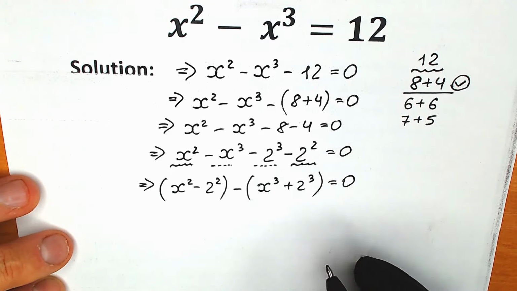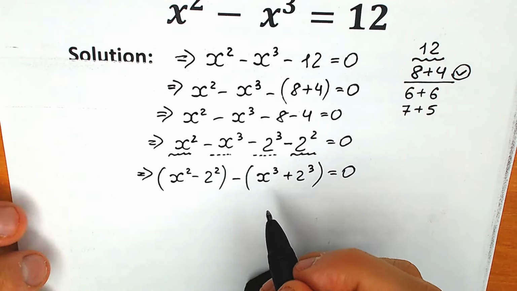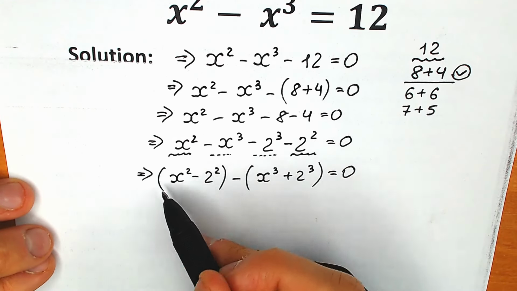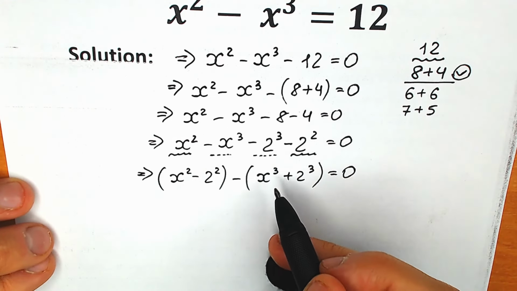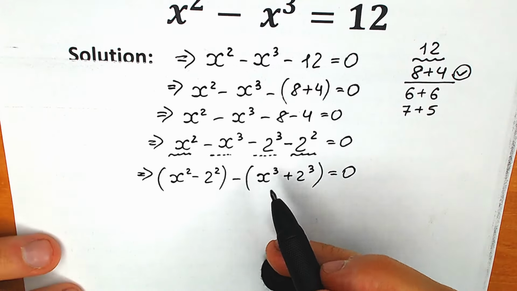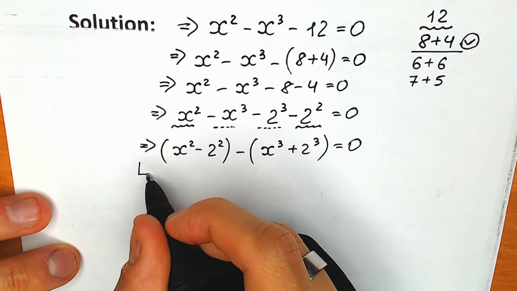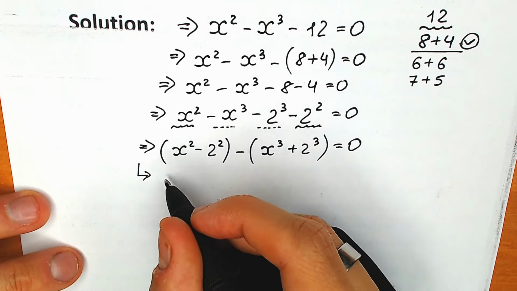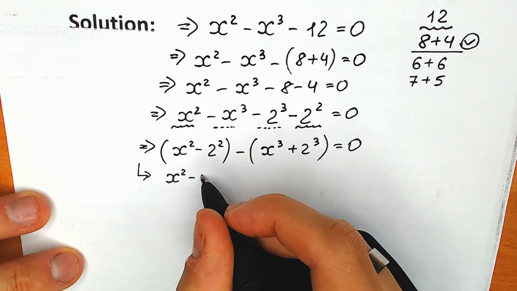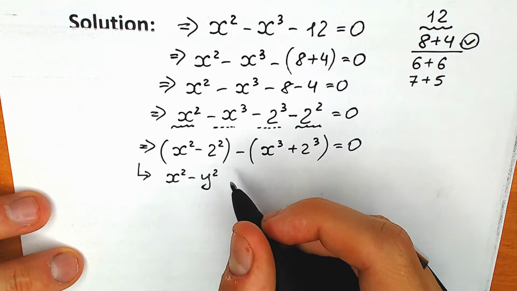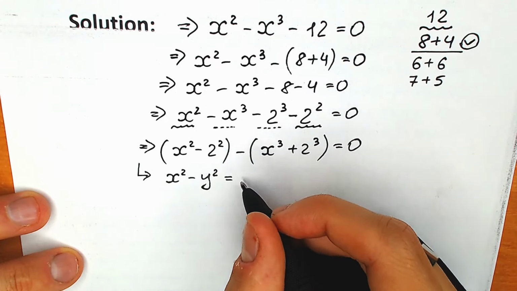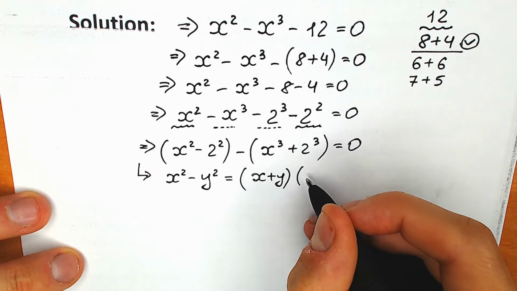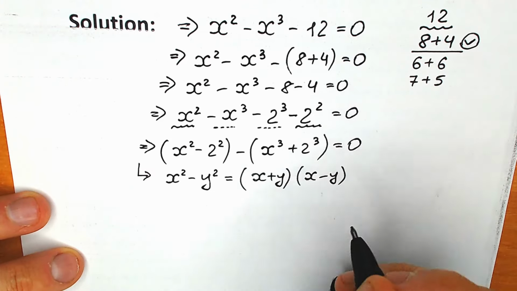Now let's look at this question from a different angle. If we look closely, right here in these parentheses we have a difference of squares, and right here we have a sum of 2 cubes. We really need to know these two formulas, extremely important. Difference of squares: x squared minus y squared can be written as x plus y times x minus y. Really great.